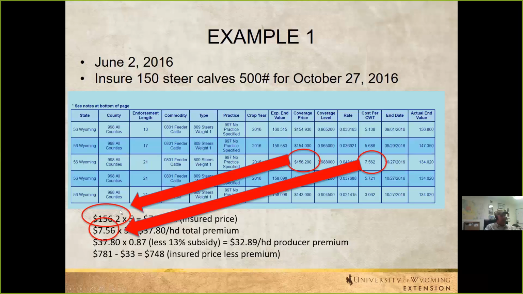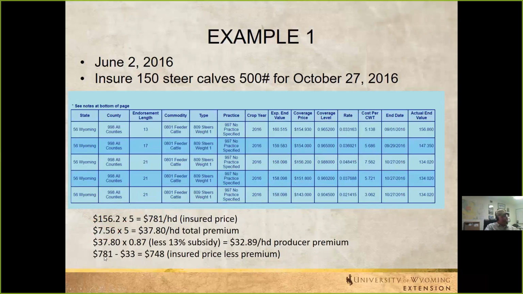Here's something I always like to do to check that. Let me clean that slide up. I take the $781, my insured price that I protected, and subtract out my producer premium. So essentially what I'm saying is, here's the opportunity for me to lock in a $748 calf, regional average for steer calves. So that's what I looked at in October of 2016.